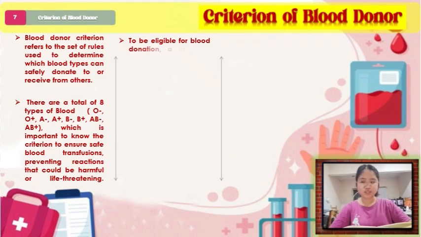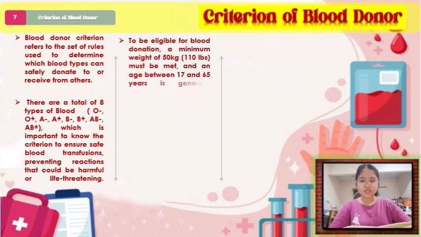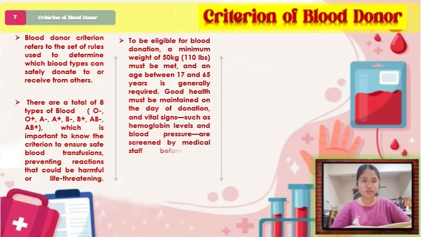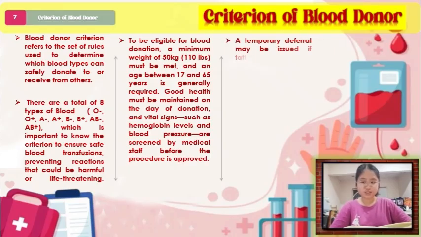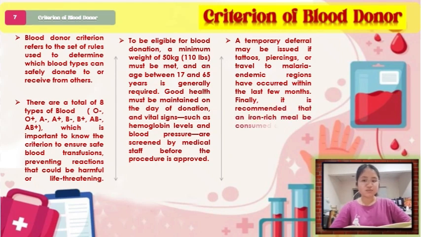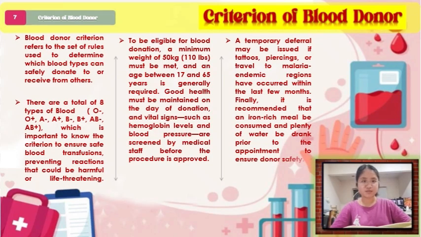To be eligible for blood donation, a minimum weight of 50 kilograms must be met, and an age between 17 and 65 years old is generally required. Good health must be maintained on the day of donation. Vital signs such as hemoglobin levels and blood pressure are screened by medical staff before the procedure is approved. A temporary deferral may be issued if tattoos, piercings, or travel to malaria-endemic regions have occurred within the last few months. Finally, it is recommended that an iron-rich meal be consumed and plenty of water be drunk prior to the appointment to ensure donor safety.